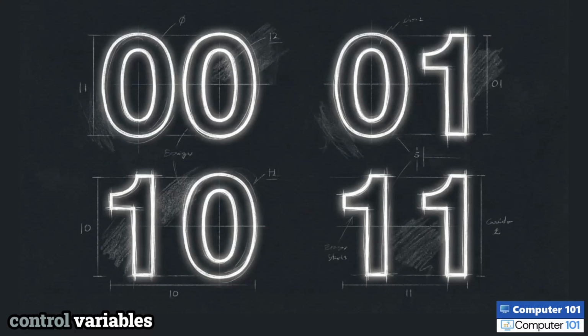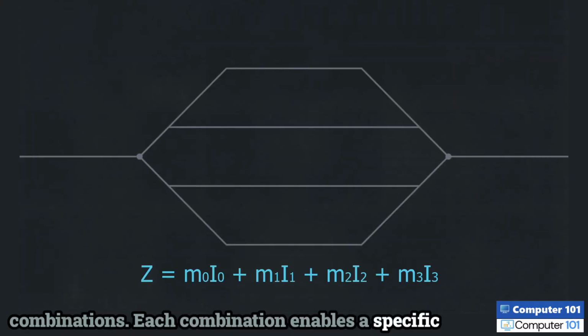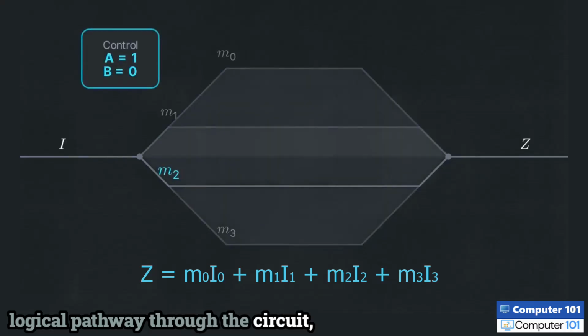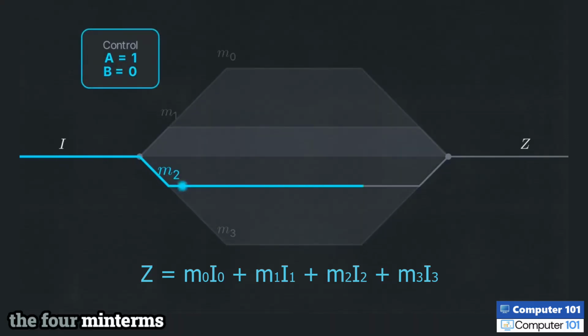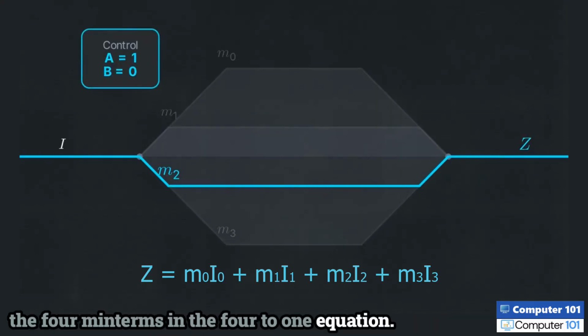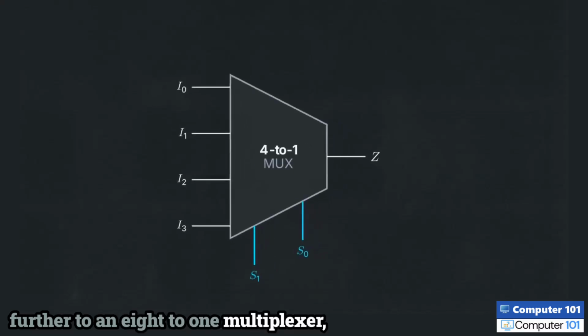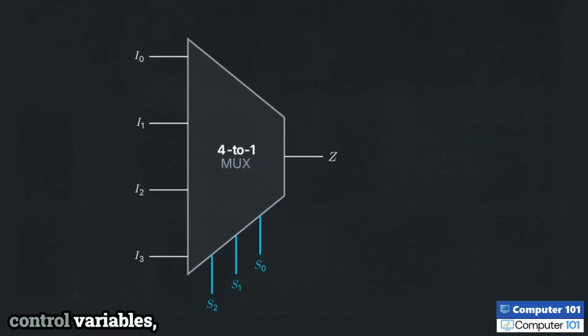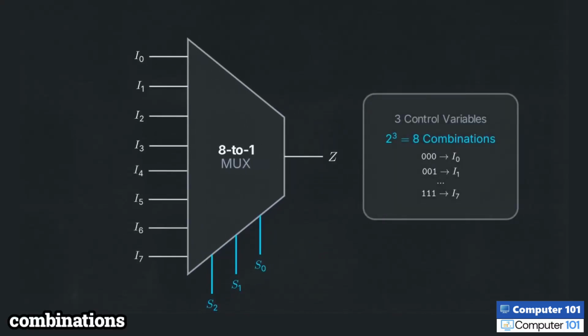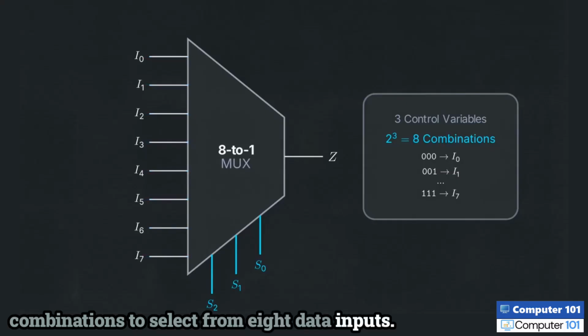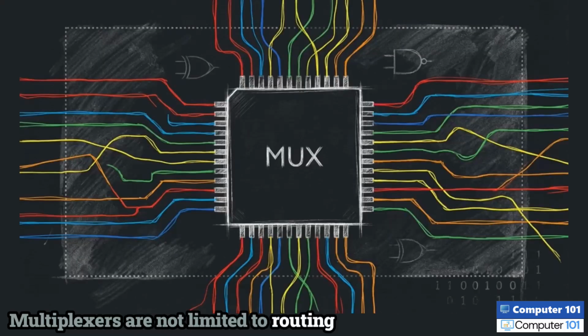2 control variables provide 4 unique binary combinations. Each combination enables a specific logical pathway through the circuit, representing one of the 4 minterms in the 4-to-1 equation. Scaling further to an 8-to-1 multiplexer requires 3 control variables, which generate 8 unique combinations to select from 8 data inputs. Multiplexers are not limited to routing data.